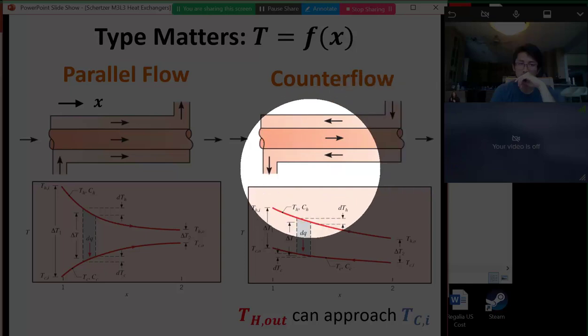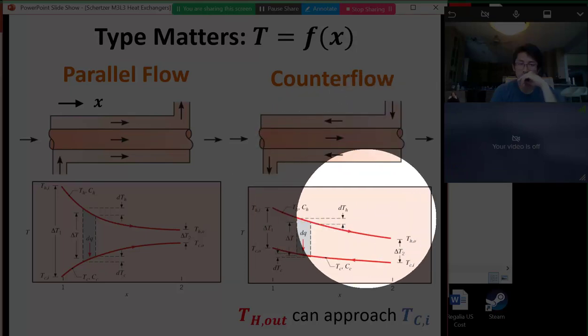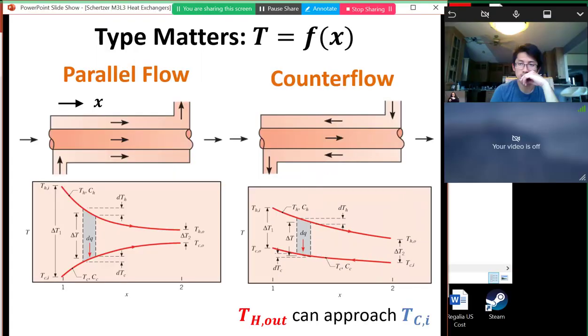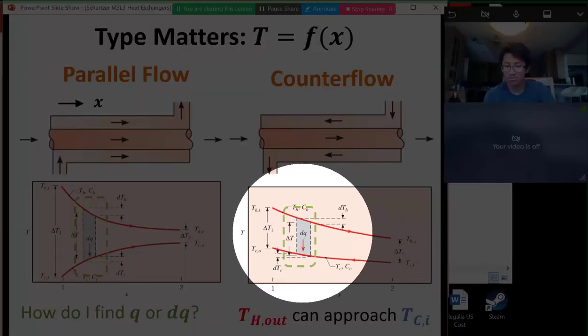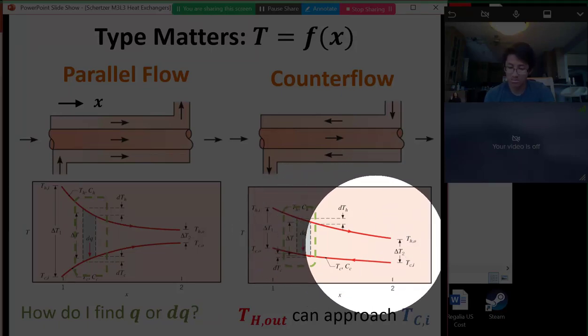So here you can see that we get a bigger temperature change on the hot side when we run in counterflow than we do in co-flow or parallel flow. The reason is because at the end of the tube, we're cooling the hot side down more than we would if it was in parallel flow. So here this DQ term, the amount of heat that we're transferring at a particular length down our tube, stays more constant.